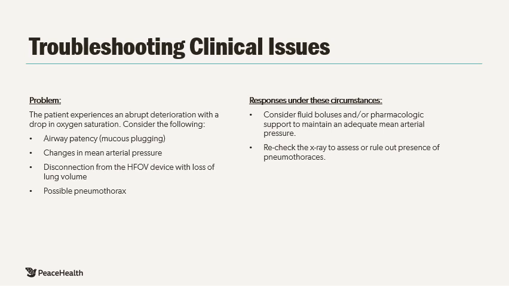Our next scenario is a patient experiencing an abrupt deterioration with a drop in oxygen saturation. Some of the problems may include, again, airway patency, so a mucus plug. We might have some changes in our mean arterial pressure. The patient may have become disconnected from the device and have a loss of lung volume, or a possible pneumothorax. Correcting these might include considering a fluid bolus or pharmacological support to maintain an adequate mean arterial pressure. We may need to recheck the X-ray and assess or rule out the presence of a pneumo.